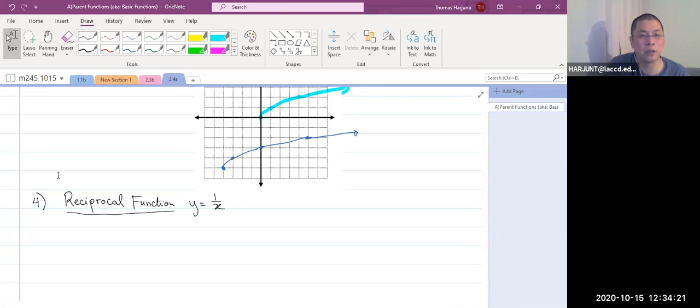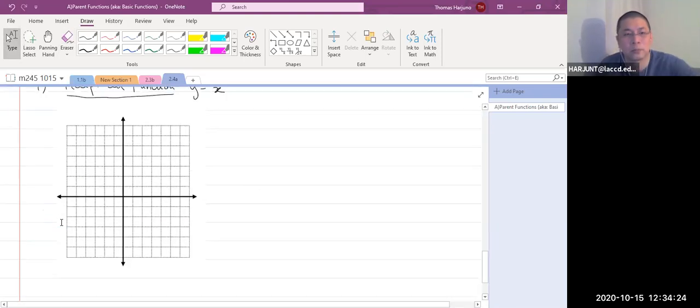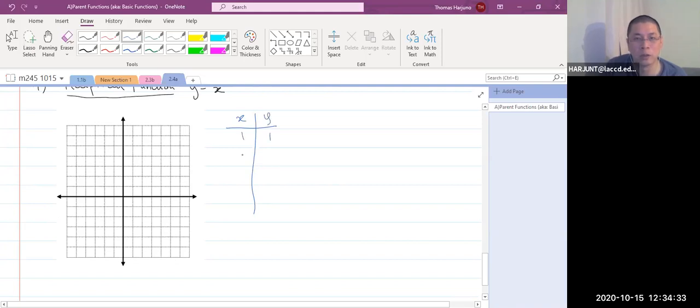The graph is, you can sketch, you can plot some coordinates first. When x equals 1, y is 1. When x equals 2, y is 1/2. When x equals 3, that's 1/3. When x equals -1, y is -1. -2 gives -1/2. -3 gives -1/3. In fact, when x equals 1/2, y is 2. When x is -1/2, y is -2. Now, if I plot these coordinates, it looks like this.